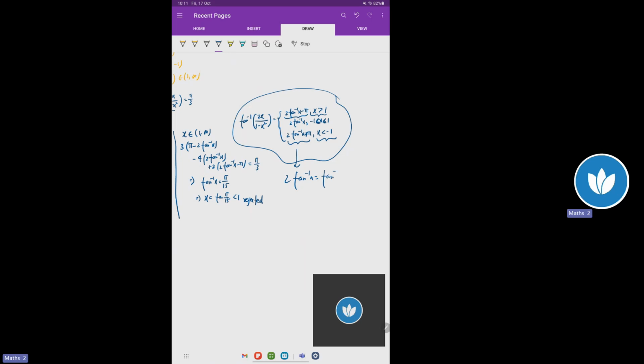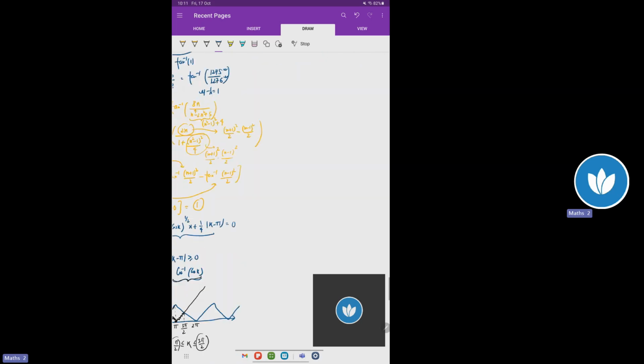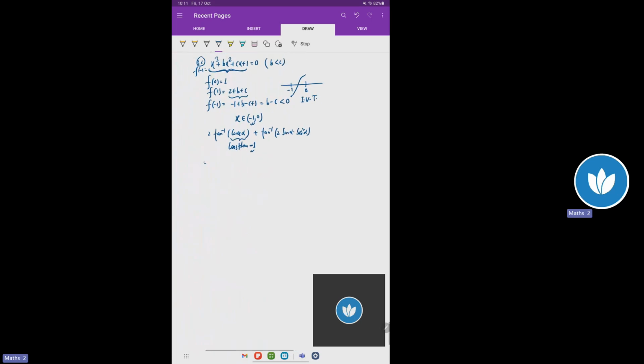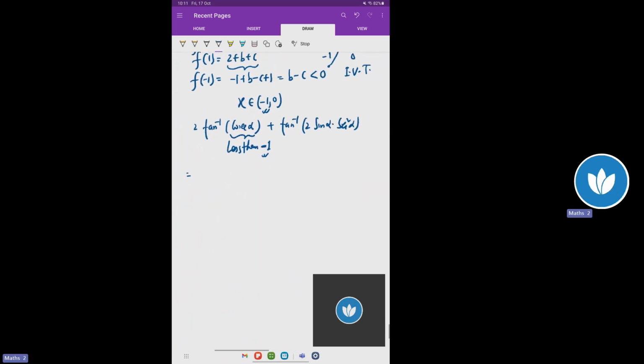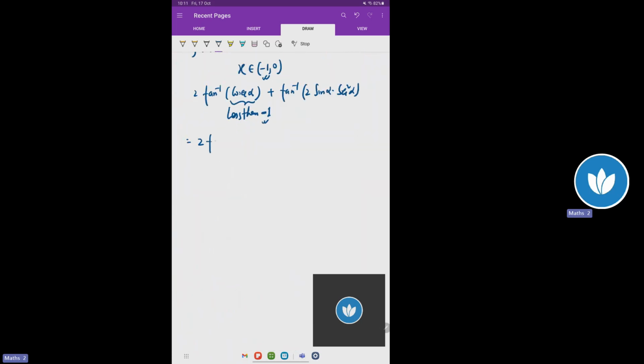So we can write tan inverse 2x upon 1 minus x square minus pi in this case. We can use this when x is less than minus 1. So I'm using the same formula. If I use that formula here, this we can write as tan inverse 2 cosec alpha upon 1 minus cosec square alpha minus pi.